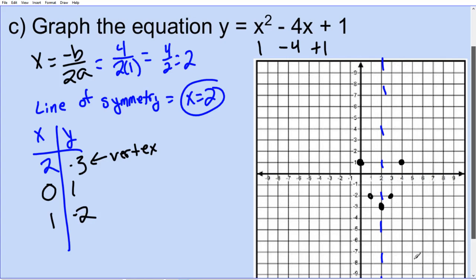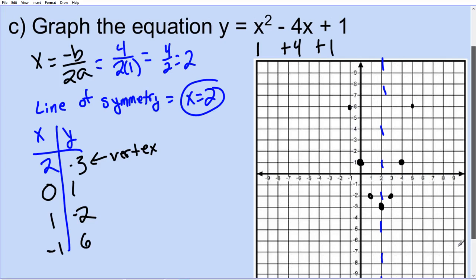I keep going. I'm going to plug in negative 1. Why not? I could plug in 5. I'll get the same answers if I plug in negative 1. I just think plugging in negative 1 might give me smaller numbers, easier numbers. Negative 1 squared is 1. Negative 1 times negative 4 is a positive 4. Plus 1. That gives me 5 plus 1 is 6. Negative 1, 6. And on the other side, symmetrical, 5, 6.